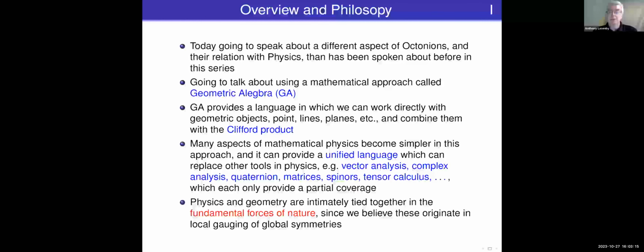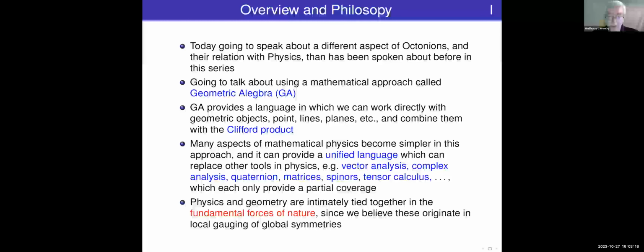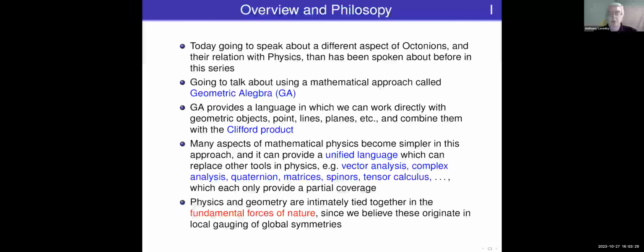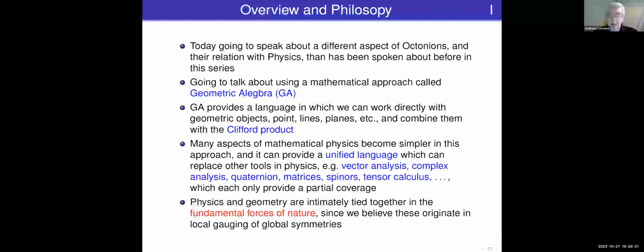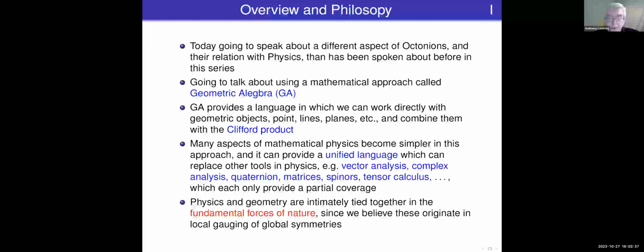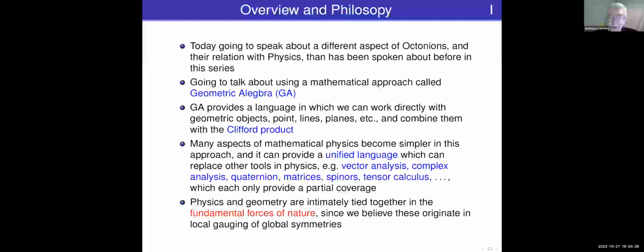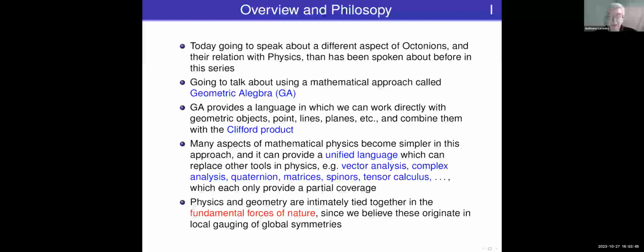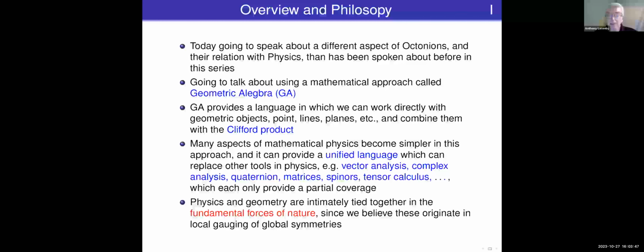I'm going to talk about using a mathematical approach called geometric algebra, or GA. And this provides a language in which we can work directly with geometric objects, that is points, lines, planes, and so on, and then combine them algebraically with the Clifford product. And many aspects of mathematical physics become simpler in this approach. And I believe that it provides a unified language which one can use to replace other tools in physics, covering the whole range: vector analysis, complex analysis, quaternions, matrices, spinors, tensor calculus, and so on, which each on its own only provides a partial coverage.